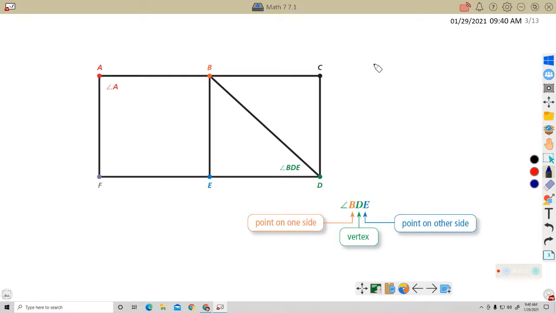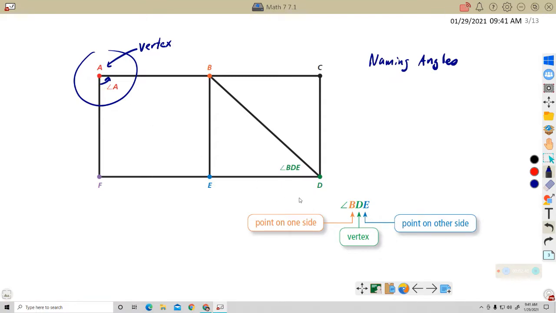We have this naming angles. Okay, so we have this diagram here, and over here we can call this angle A because there's only one possible angle here that can be angle A, and we're going to name it after the vertex, which is kind of like the corner of the two lines coming together. Right? So this is angle A.